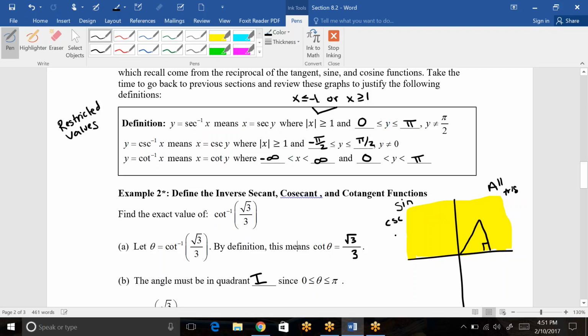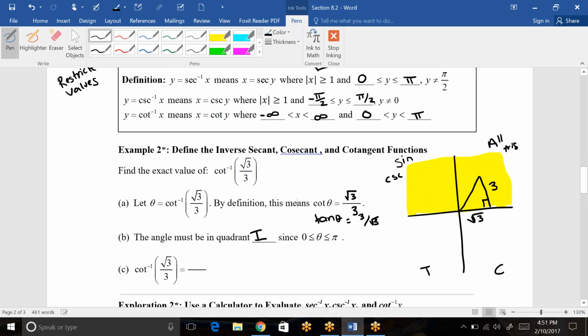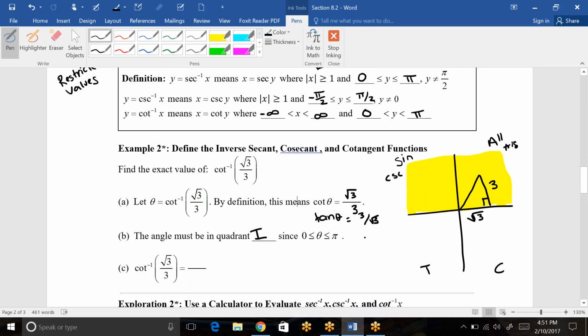Okay. Now, some people don't like dealing with cotangent, but remember, cotangent and tangent are reciprocals, so that means that's 3 over square root of 3. So if you think about that, that means this is y over x, so 3 and square root of 3. And this is positive and this is positive because we're in quadrant 1. So we need to do Pythagorean theorem to find the other piece. And then we need to figure out what this ratio is.